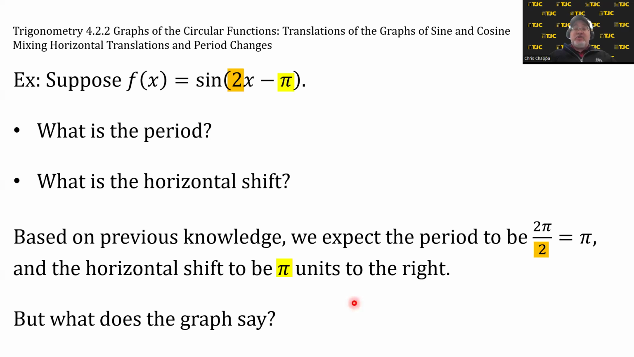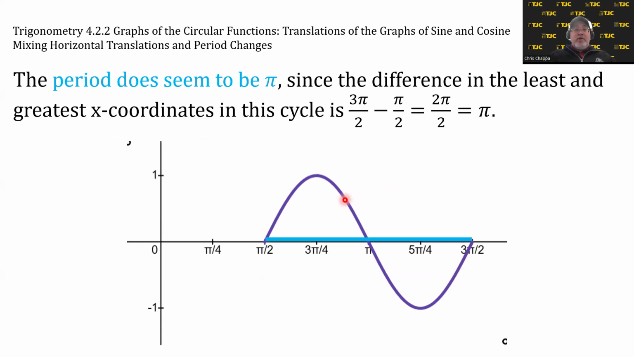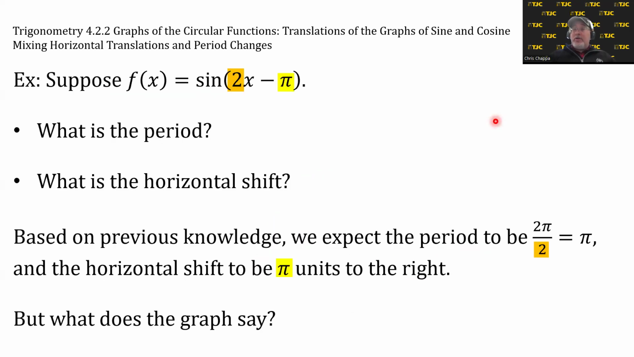But what does the graph say? Here's the graph of this function from Desmos. Does it have the period and horizontal shift we predicted? Well, the period does seem to be pi, since the difference in the least and greatest x coordinates is 3 pi over 2 minus pi over 2, which is 2 pi over 2, which is pi. So our analysis of the period was correct.